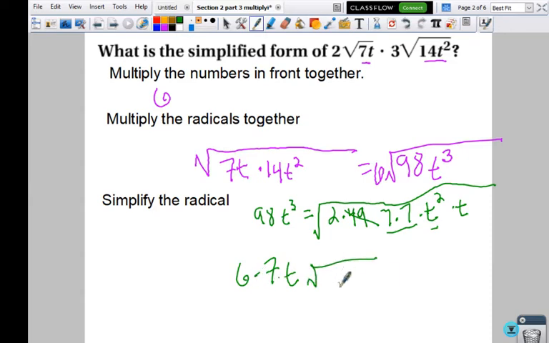And then inside here, let's see, I got a 2 and a t, but I've got to go through and multiply everything. 6 times 7 is 42, so 42t square root of 2t. Just like that.